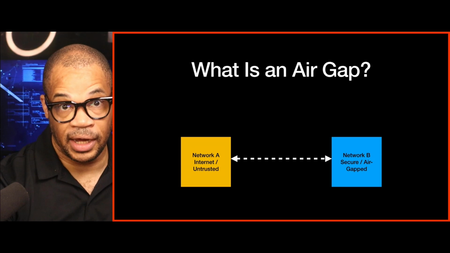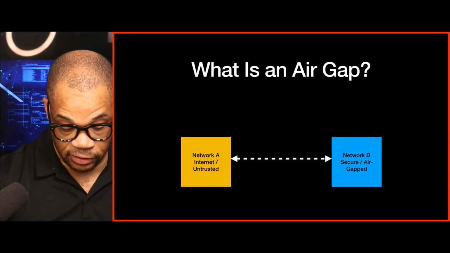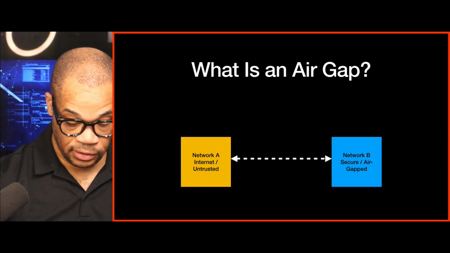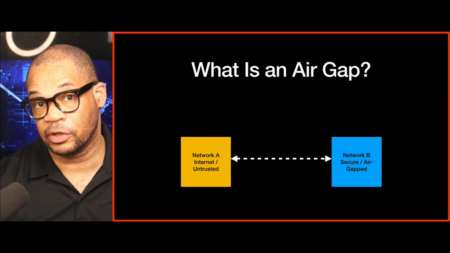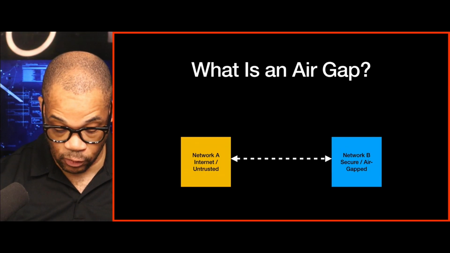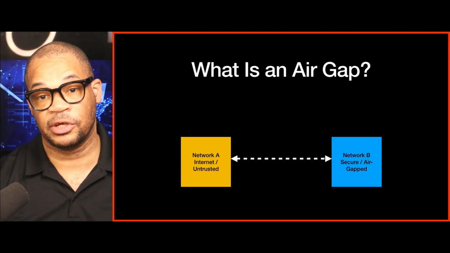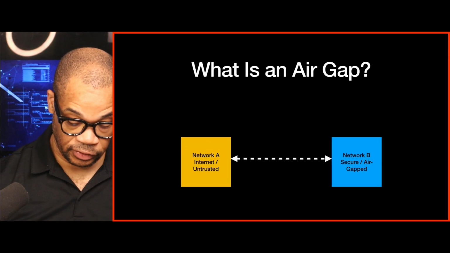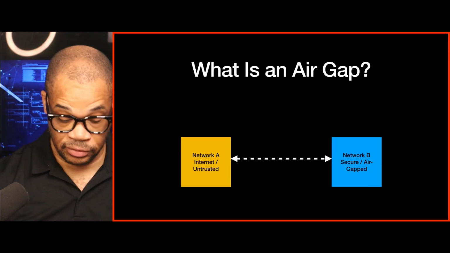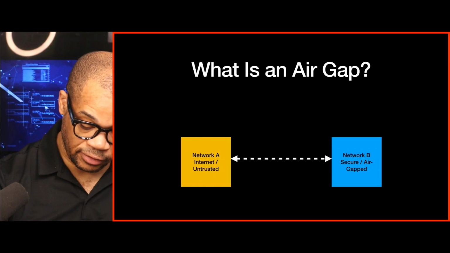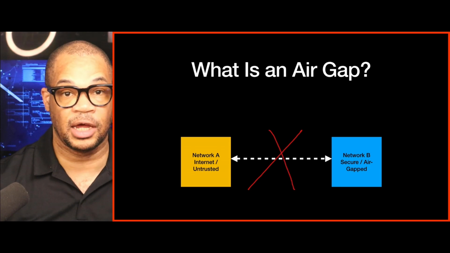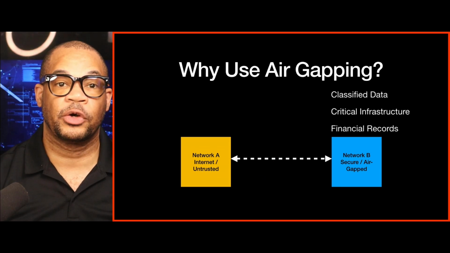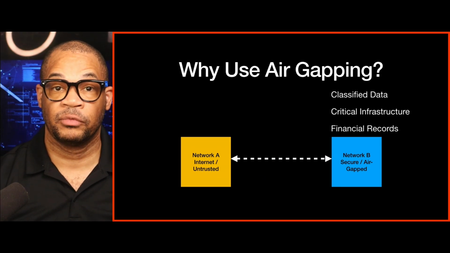So let's look at an example I have here where we have network A that is connected to the internet and is untrusted. And then we have network B, which is secure in air gap. Okay. In an air gap model, we would make sure that there is no direct connection between network A and network B. So why use air gapping?